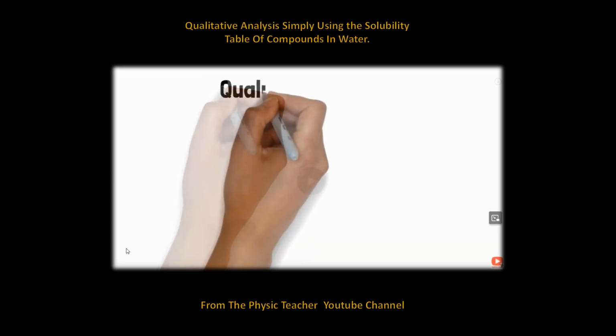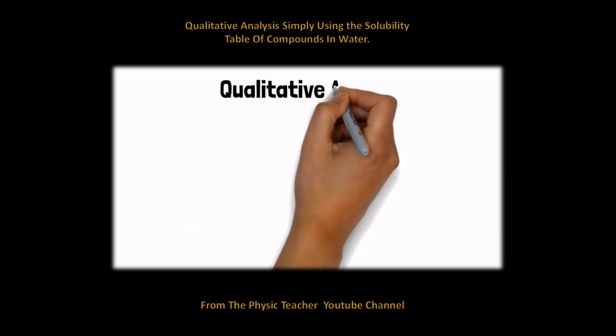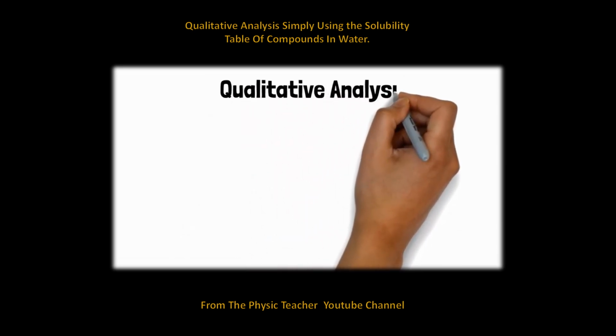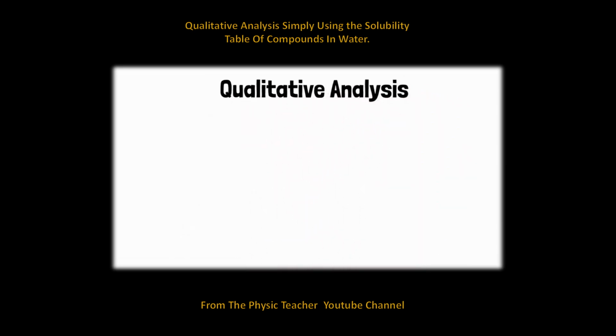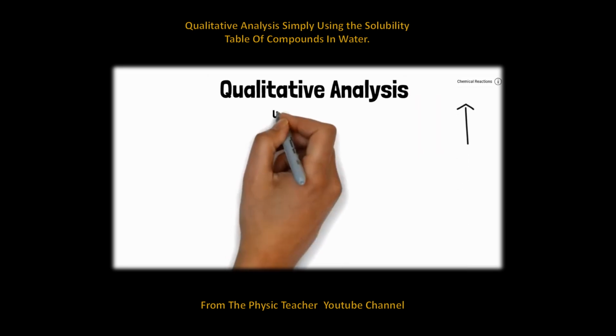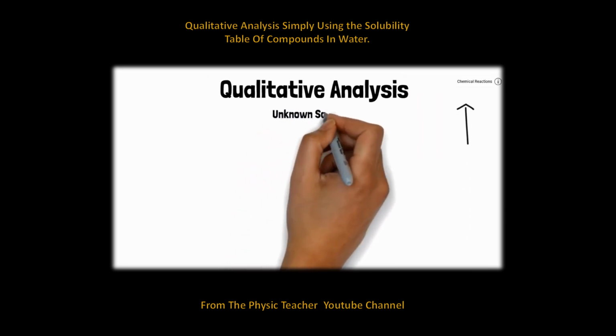Welcome to Physics Teacher. In this video, we're going to look at how you can determine the presence of certain ions in a solution qualitatively. One way is to use a double displacement reaction and look for a precipitate. Let's go over an example.